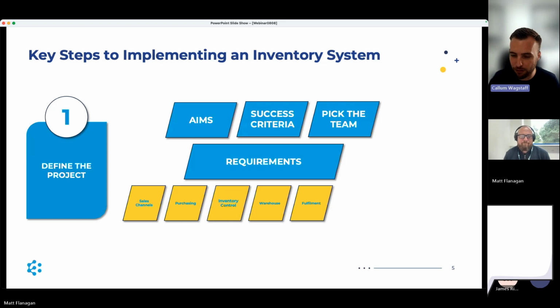Who do I then select from that point? And I need my labels to be printed automatically, for example. Okay, which of the providers can do that? So again, it goes much, much deeper than just the app. It's what you need from the app.